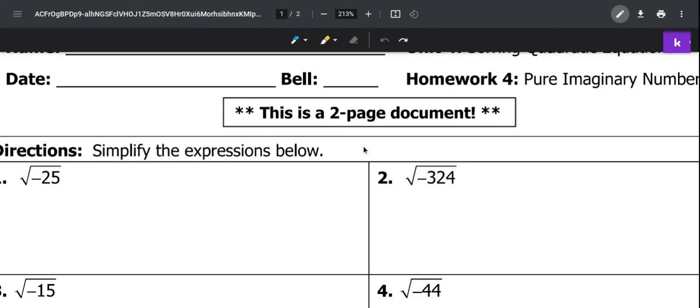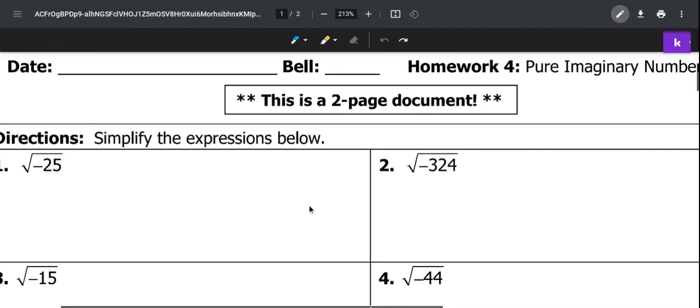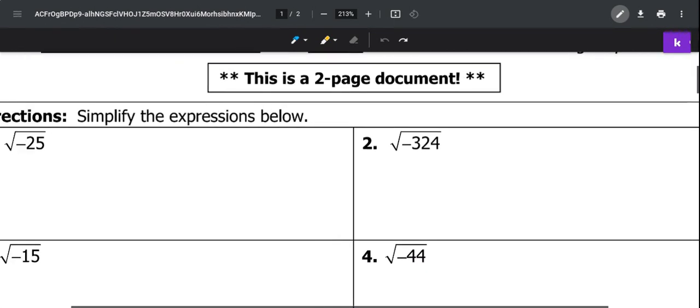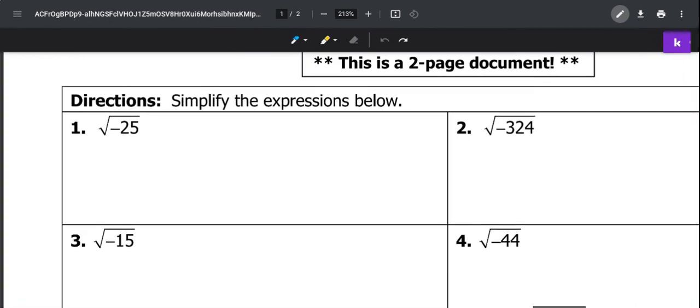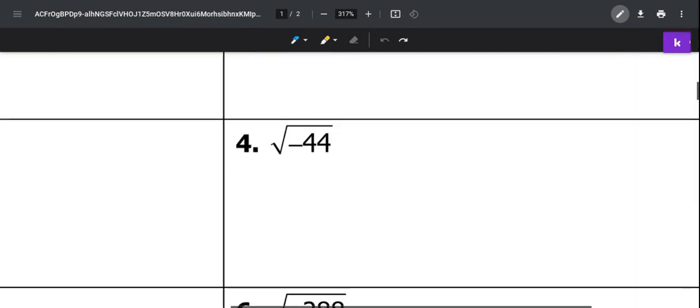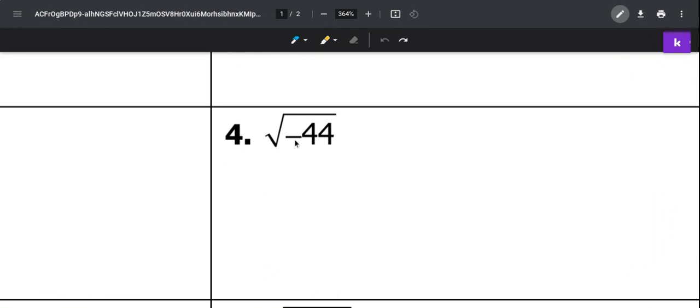In the other video, I've covered a lot of this. This is more going to focus on, once again, the homework. So let's go to some of the difficult problems. I want to look at 4 just to kind of get us started. So the square root of negative 44.